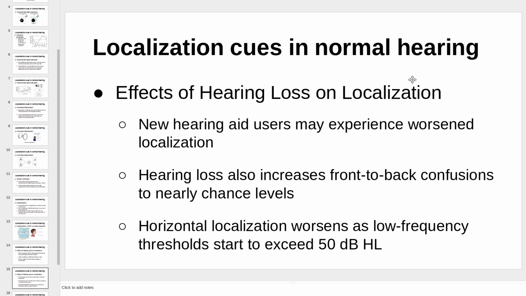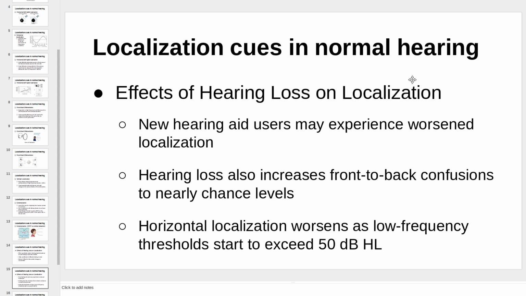Another area that's relevant to hearing loss and localization would be a new hearing aid user. A new hearing aid user's sound localization ability is very likely to get worse initially because their brain hasn't really learned the way to process these new cues binaurally. It could get worse for a variety of reasons. It could be related to the hearing aid processing, but it could also simply be related to the change in the typical stimulation levels that the brain is receiving.